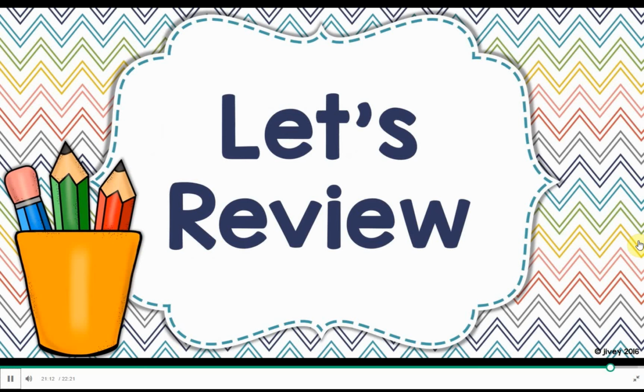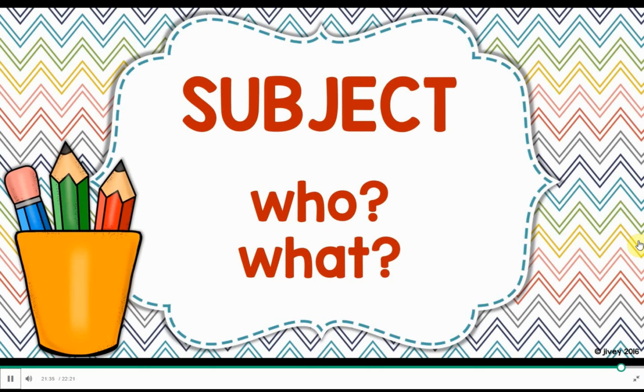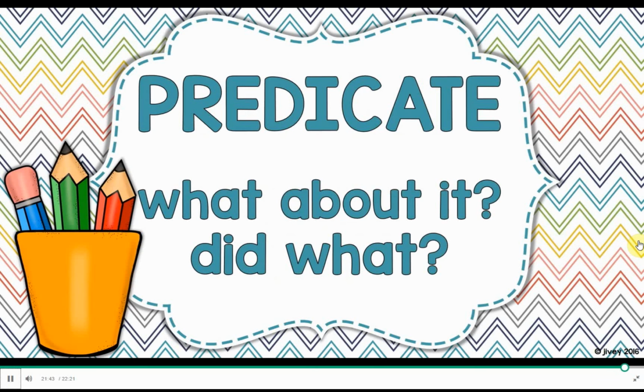Let's review. Remember that simple sentences are also called independent clauses, and they have at least one subject and one predicate. If they're missing either one, that's a fragment, and it's not a complete sentence. Remember that the subject of the sentence tells us who or what the sentence is about, and the predicate in the sentence tells us more about the subject or what they did.